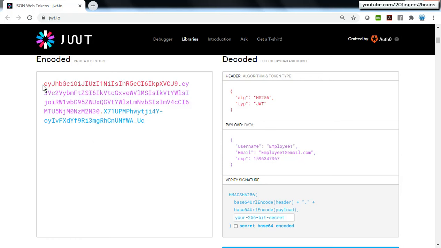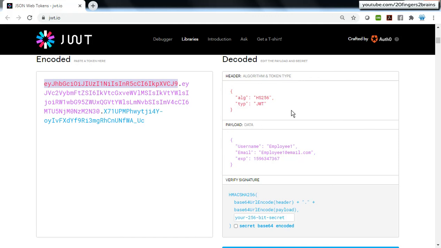So the first part is the header, and the header is decoded to JSON object having two key value pairs. So the first key is the algorithm, and the value of algorithm key is HS256. So we are using HMAC SHA-256 to sign the token, and the second key is type of token, and in our case it's JWT. Now this header JSON object is base64 URL encoded to form the first part of our token.